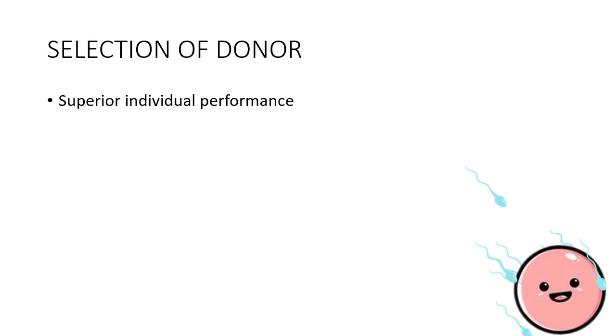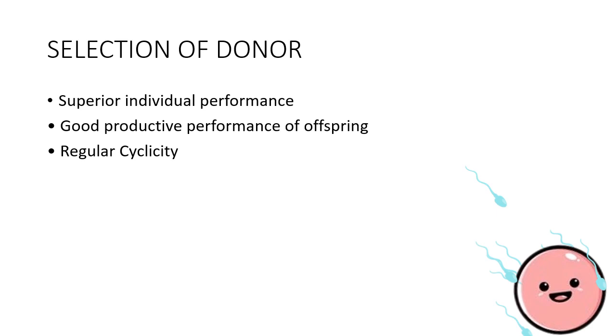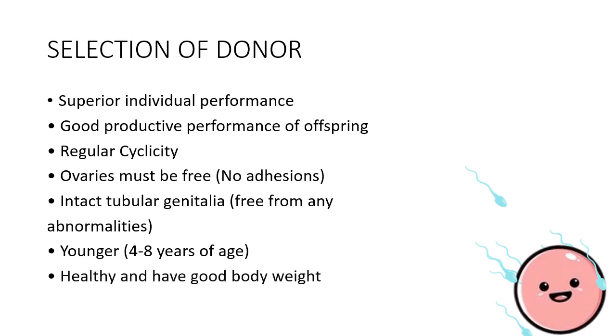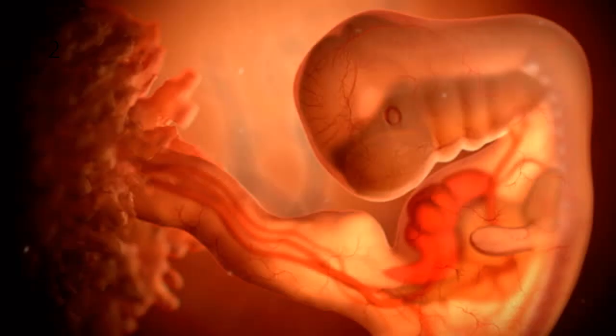Superior individual performance is required. Good productive performance of the offspring. Regular cyclicity is a very necessary component. Ovaries must be free without adhesions. Intact tubular genitalia. It should be young, about 4 to 8 years of age, healthy, and should have a good body weight. So these are some of the criteria for the selection of the donor.